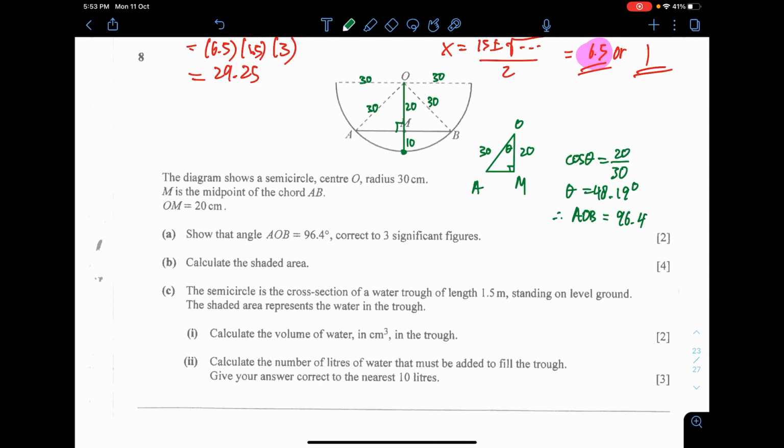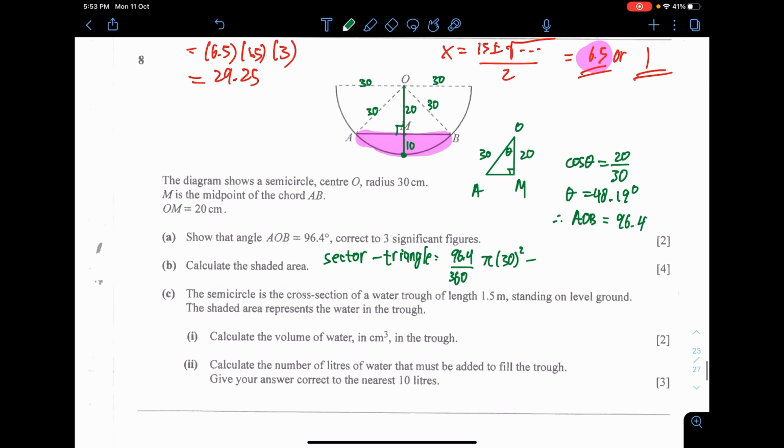Shaded area. I can't see the shaded area, but judging on how the picture looks, I guess it is the segment. Okay, I believe this is the shaded area. So what do you do? Take the sector minus the area of the triangle. Since they are using degrees here, take 96.4 over 360 times pi r squared, minus the triangle, half ab sine C. Okay, that's the easiest way.